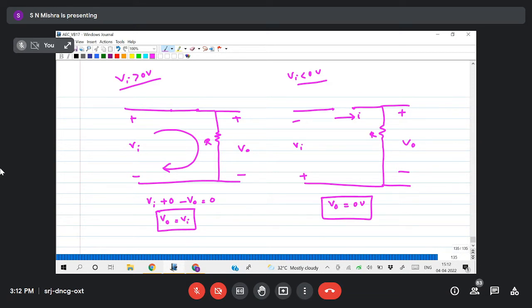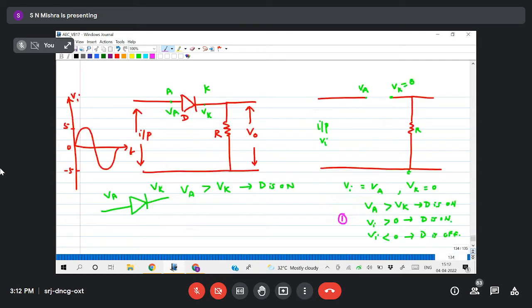So when your input voltage is more than 0, the output voltage changes the same as the input voltage. Whenever it is less than 0, the output voltage will be 0. So look here, increasing from 0, it will change as Vi. Less than 0, it is 0. So like that it will continue. So the negative half cycle is clipped. Clear to all?